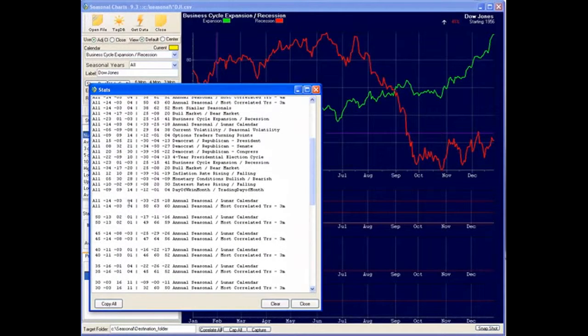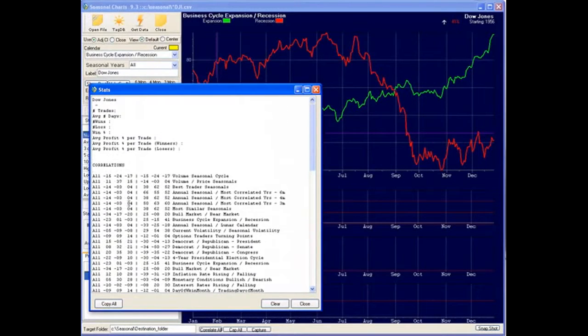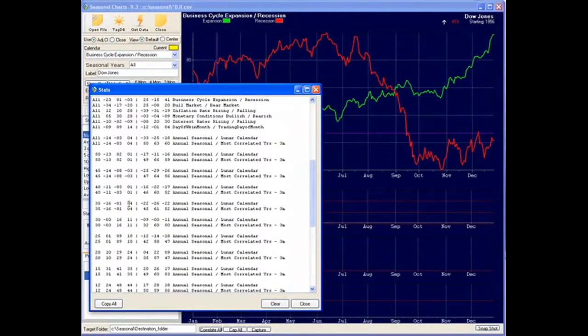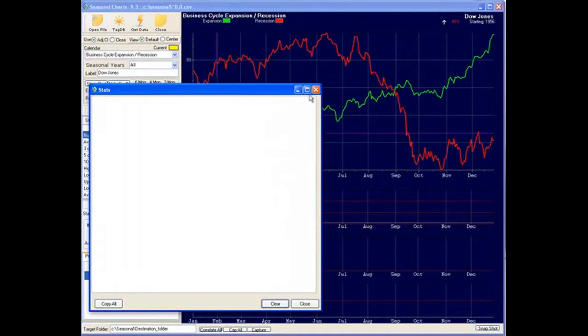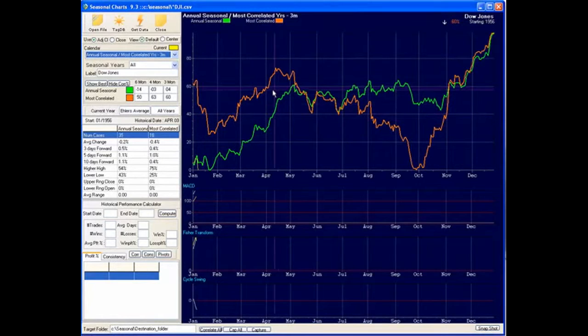This particular analysis here, I'm determining how many years we should be using for our seasonal chart for the Dow Jones, and actually it's telling us we should be using all data. So we were right just with this chart alone.